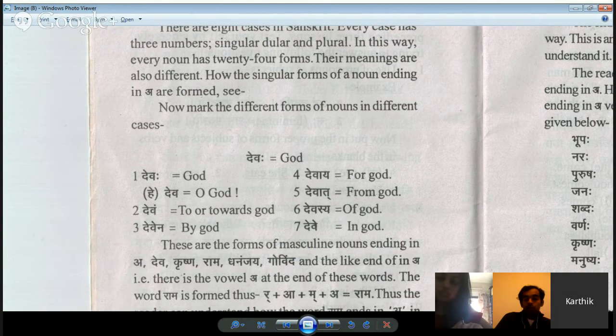I see Prashant has asked what is Sambodhana. Sambodhana Prathama just means calling someone out. You're just calling someone. In English you will call it the vocative. The first case is called the nominative case, and the Sambodhana Prathama would be called the vocative. The Dvitiya is usually called the accusative case. Tritiya is called the instrumental case. Chaturthi is called the dative. Panchami is called the ablative. Shashti is called the genitive. And the Saptami is called the locative case. These are the names.